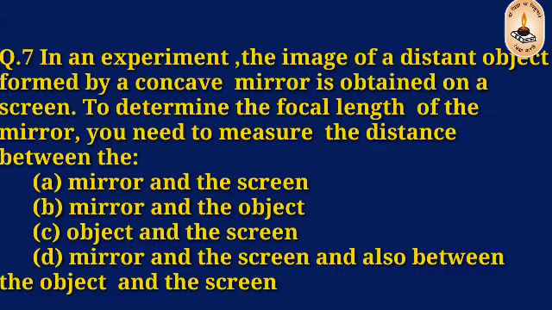Question number 7. In an experiment, the image of a distant object formed by a concave mirror is obtained on a screen to determine the focal length of the mirror. You need to measure the distance between the mirror and the screen, mirror and the object, object and the screen, or the object and the screen.